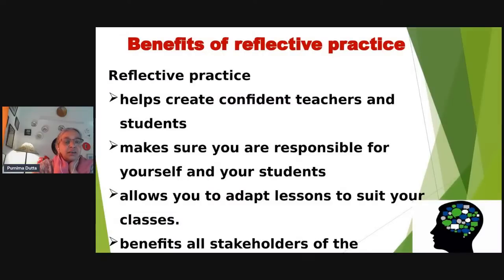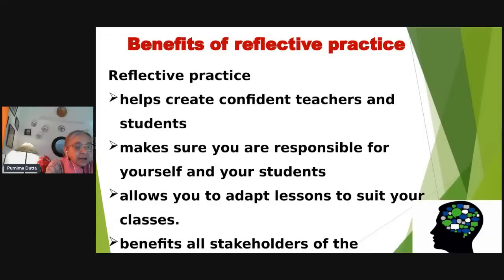There's a lot of benefits of reflective practice. It helps create confident teachers and students. So, how exactly does that happen? How does reflective practice help create confident teachers and students? Because it develops our ability to understand how to go about our classes, and it also helps the students. Now, like I told you at the beginning, I've tried to merge student reflection into this as well. So when you encourage your students to reflect, they also have a better idea, better understanding of what they are going to do, and what they need to do in order to be able to understand the lessons better or to write the answers better.